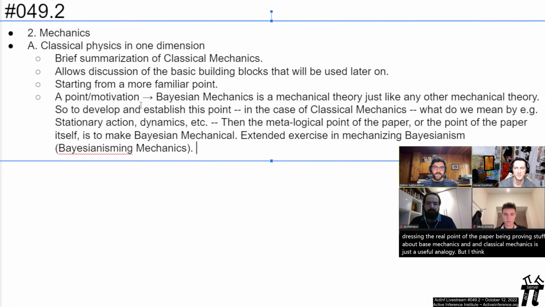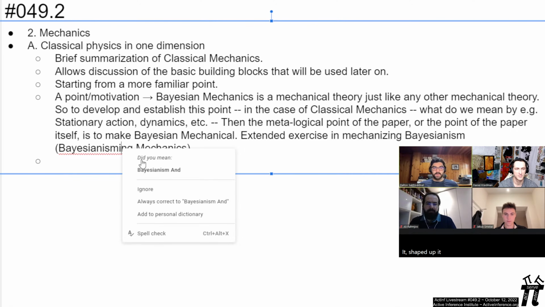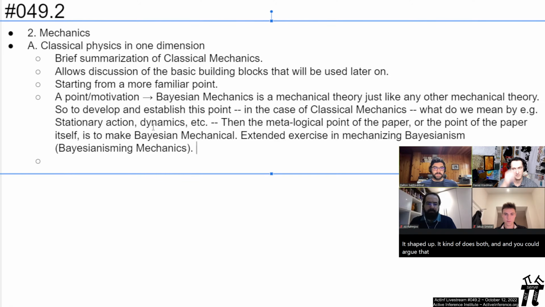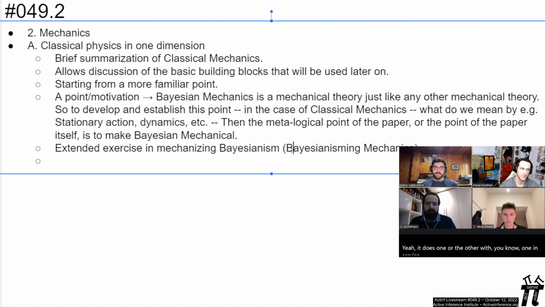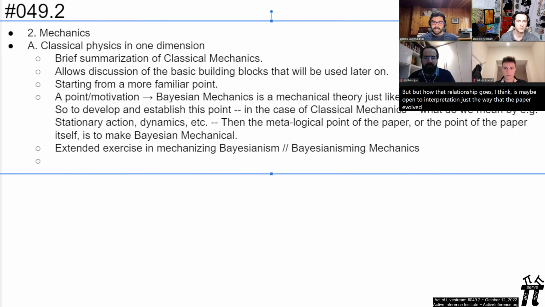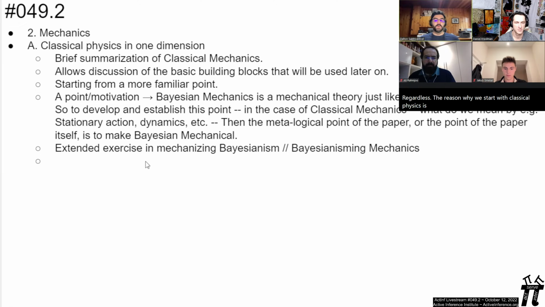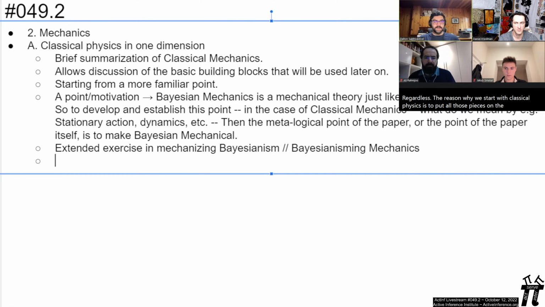But I think the way it's shaped up, it kind of does both. And you could argue that it does one or the other, with one in service of the other, but how that relationship goes, I think, is maybe open to interpretation, just the way that the paper evolved. Regardless, the reason why we start with classical physics is to put all those pieces on the board so that later on we can go and use them.